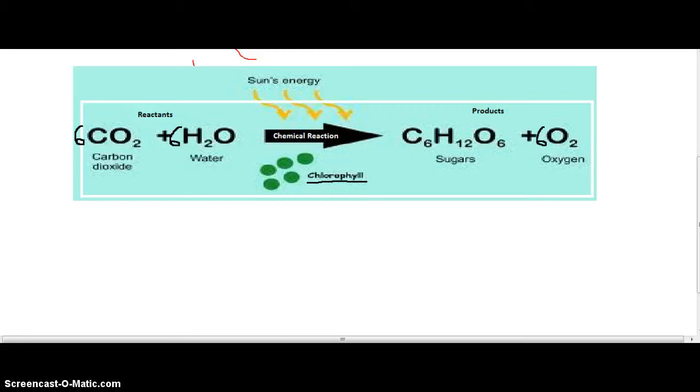So where does photosynthesis take place? Photosynthesis takes place in autotrophic organisms, specifically photoautotrophic organisms. Let's look at the word photoautotrophic. What's an autotroph? An autotroph is an organism that makes its own food. Well, what's a photoautotroph? What does photo mean? Don't say picture. Photo means light. So a photoautotroph is an organism that uses light to make its own food. For example, a plant.